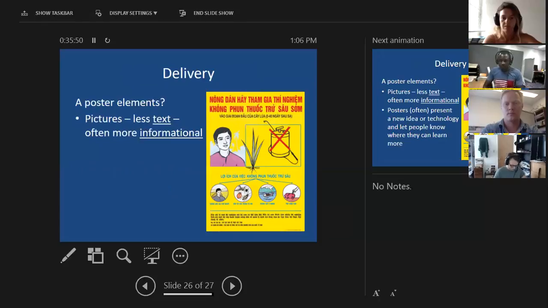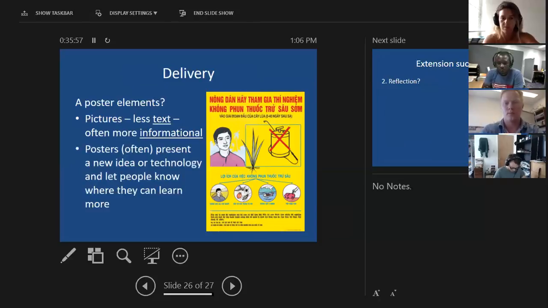And then just one final comment about posters. The main thing about posters is they tend to be less text and more informational. What posters will typically do is they'll often present a new idea or a technology and let people know where they can learn more. So it won't necessarily be the full how-to. It can be, but oftentimes posters are used more as promotional. So that's the general difference there.